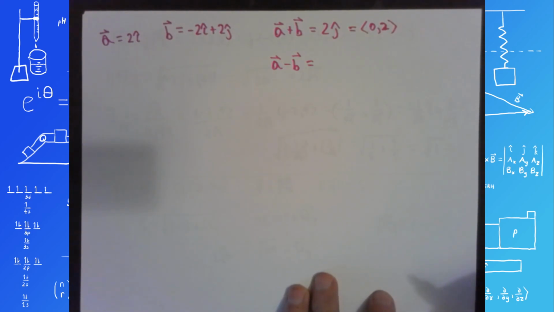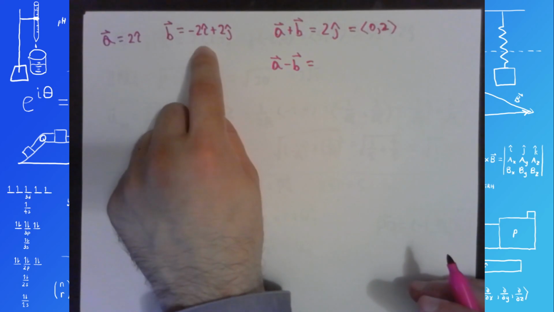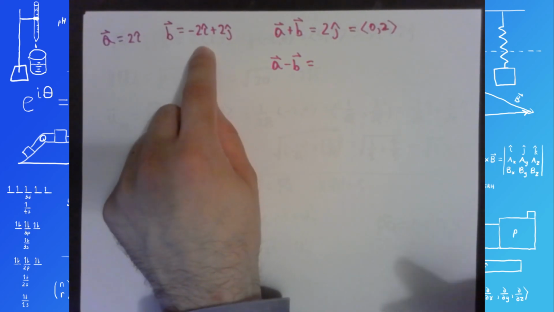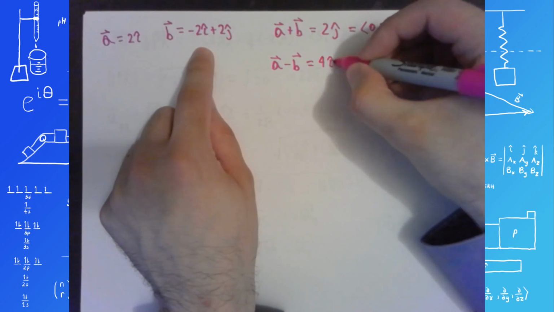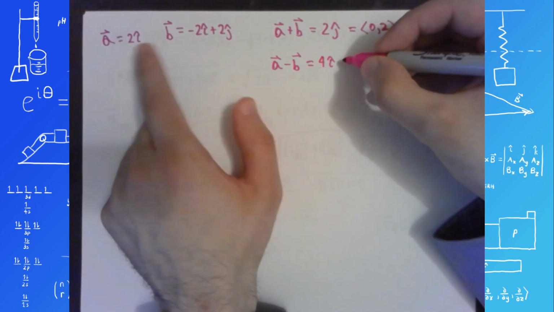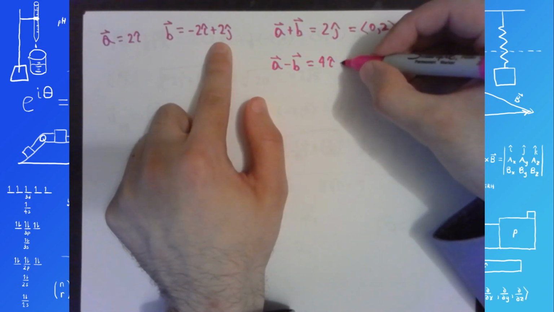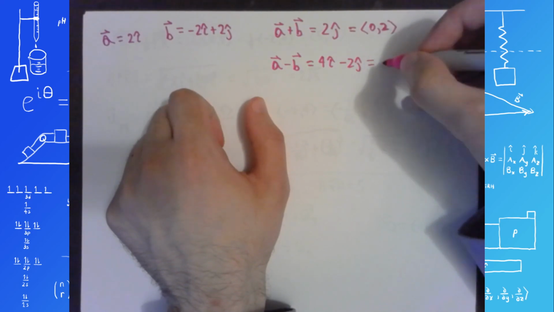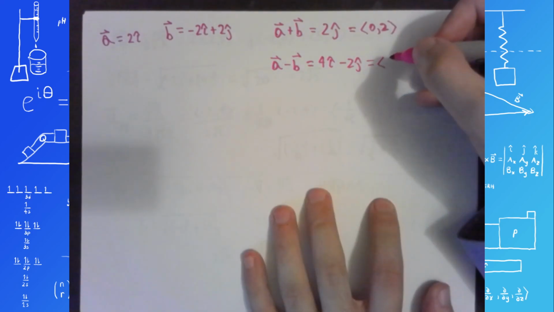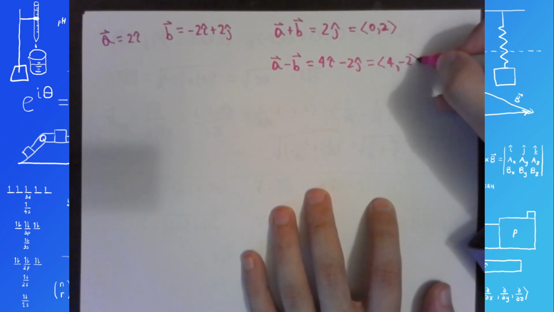And then for A minus B, same deal. 2 i hat minus negative 2 i hat, that's going to be 4 i hat. And then minus positive 2 j hat, so minus 2 j hat. Or if you prefer component form, we can do 4, negative 2.